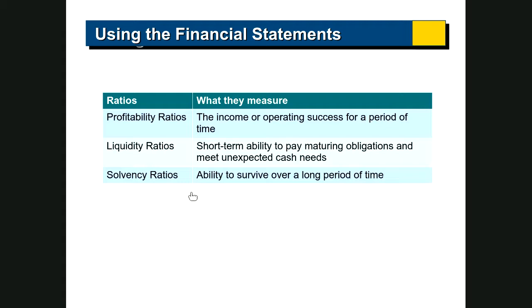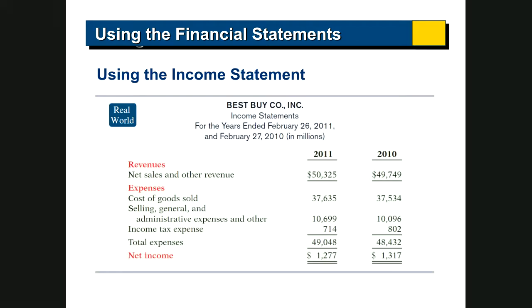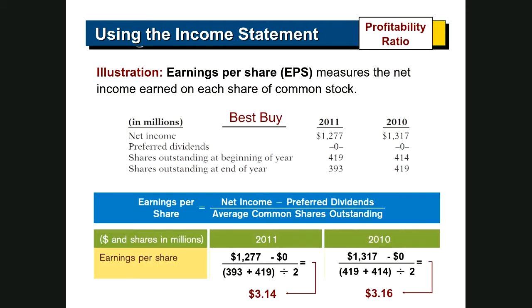And each one of these categories has different calculations and ratios that we're going to look at. We're going to extract some numbers from the financial statements, calculate these ratios, and then discuss what they mean. Okay, so here we have the first one. It's earnings per share, right? What is earnings per share?